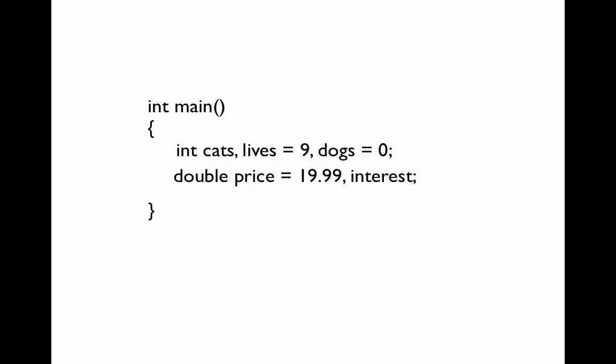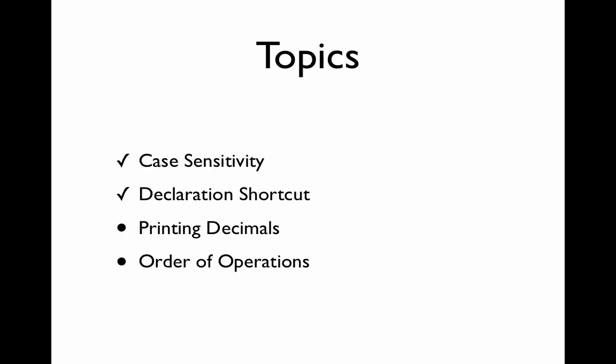All you've got to do is put equals and the value. So if we don't know what cats is right now, but we know what lives is, and we know what price is and dog, we can give those a starting value. So that is the declaration shortcut.